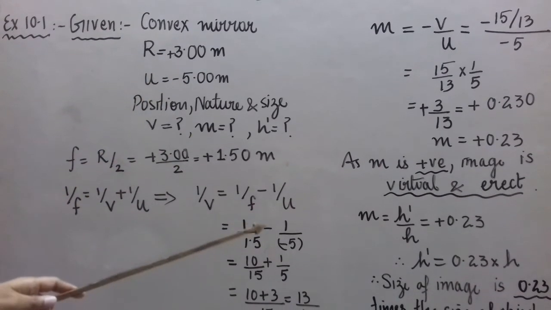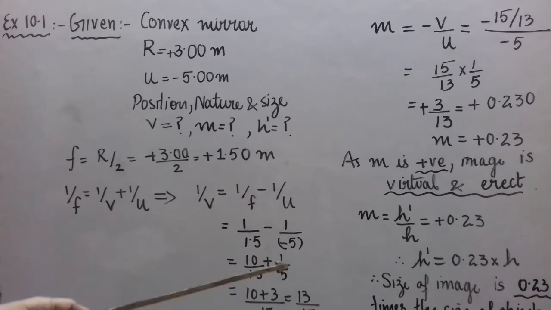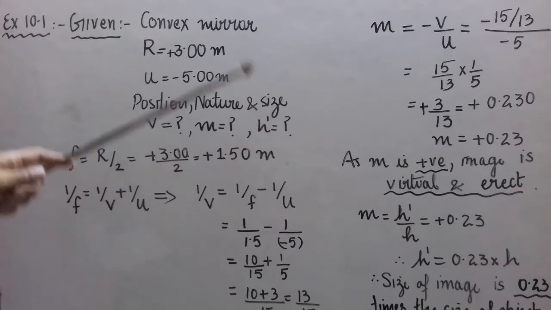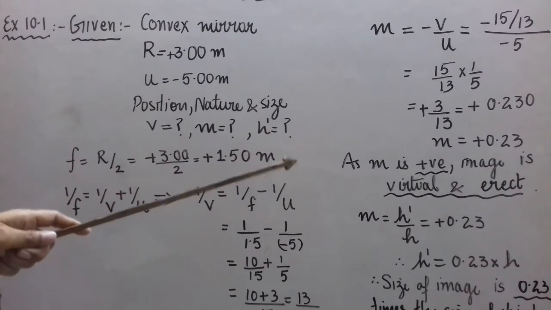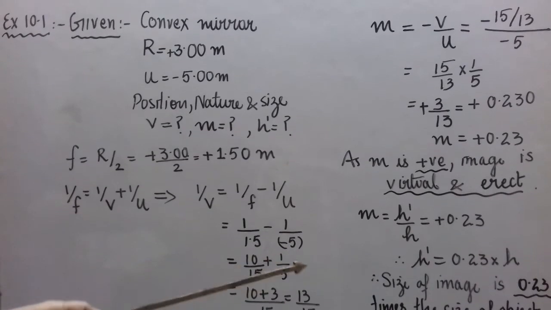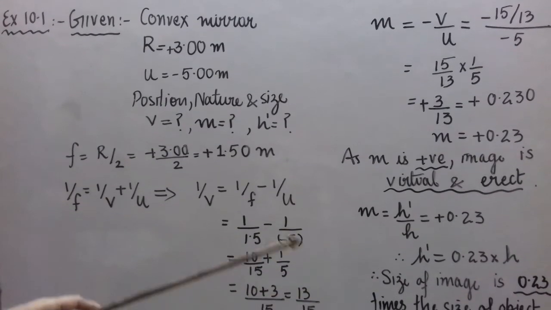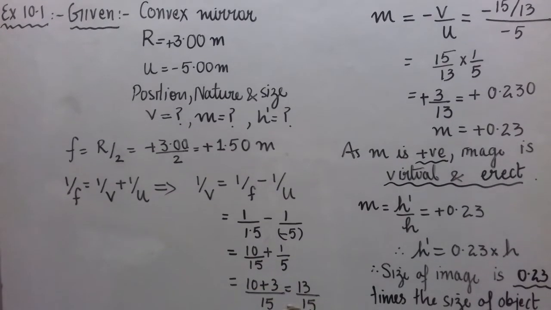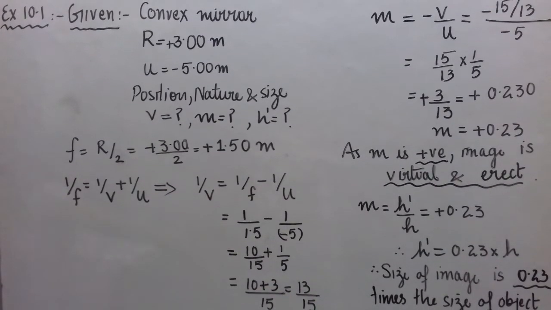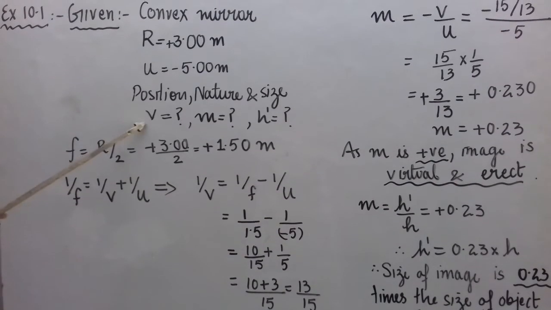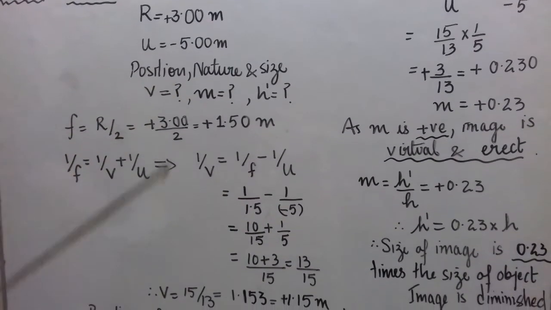Now magnification is equal to h dash upon h. This is a basic formula for magnification. And we have just found magnification is plus 0.23. So from here h dash is equal to 0.23 into h. It means size of image is 0.23 times the size of object. Image is diminished. So we have found the position, nature and size of image.